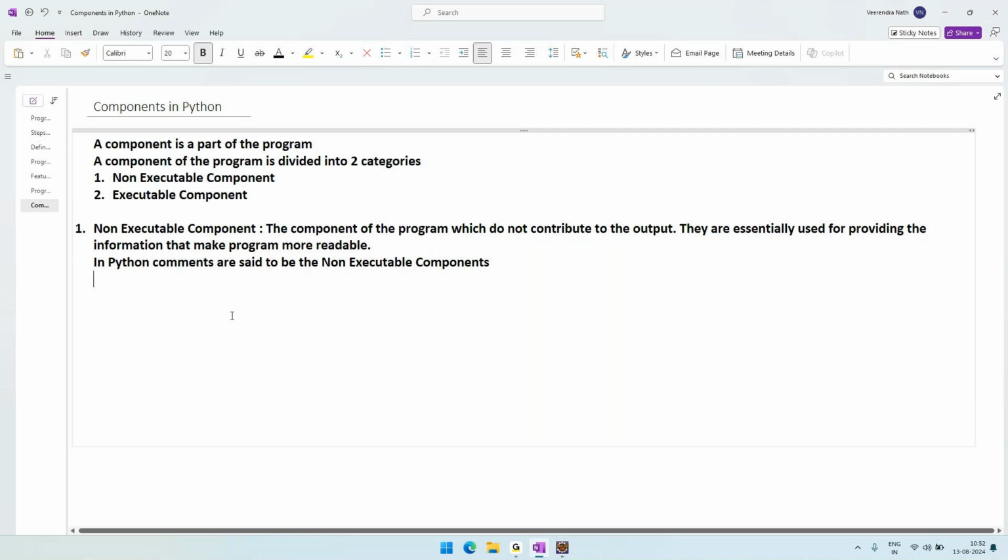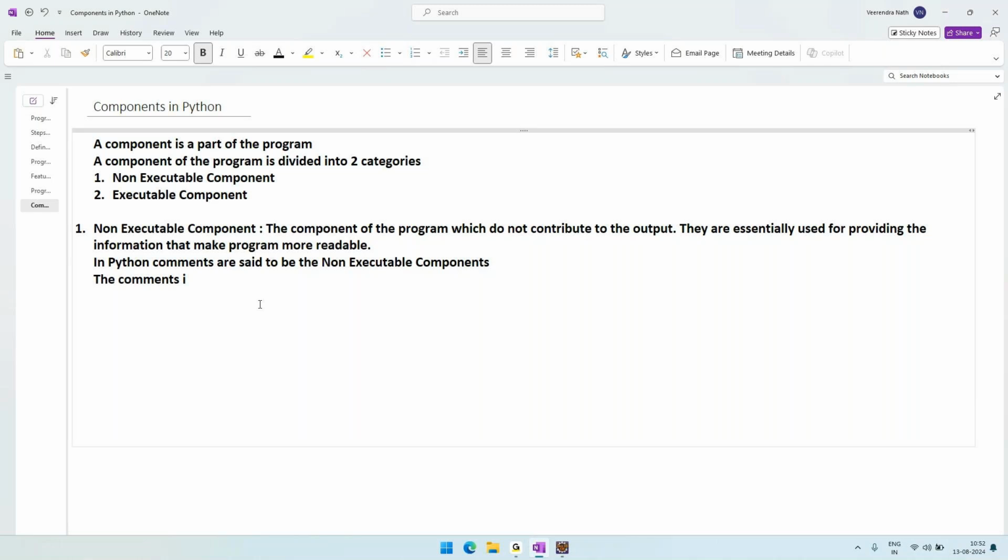Whenever we are talking about comments in Python, they are given by the following syntax.